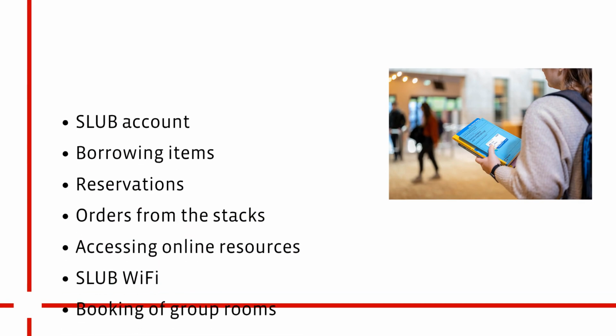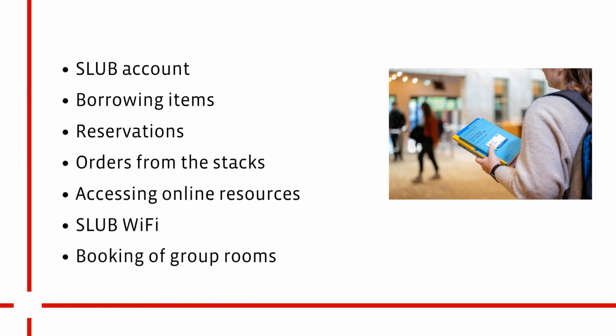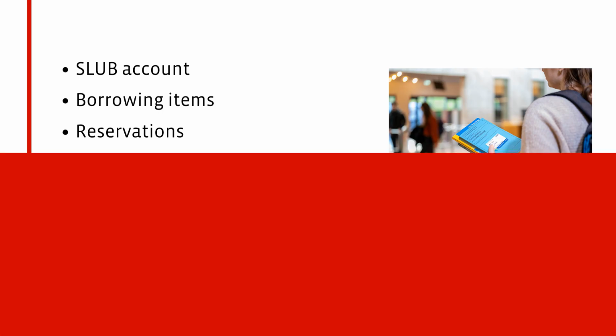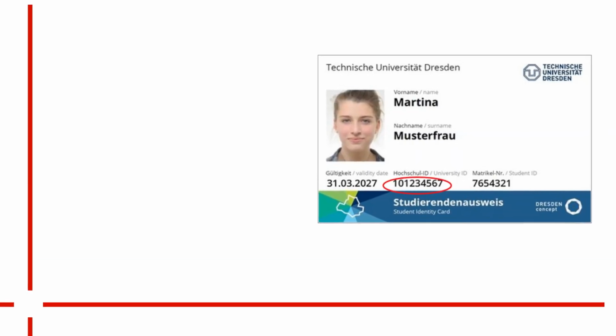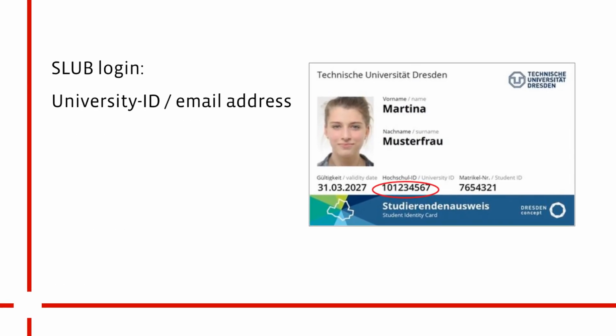Once your campus card has been registered for the SLUB, you can borrow items from all SLUB libraries and access many digital resources and services via your SLUB login. The SLUB login initially consists of your university ID or email address and your date of birth.